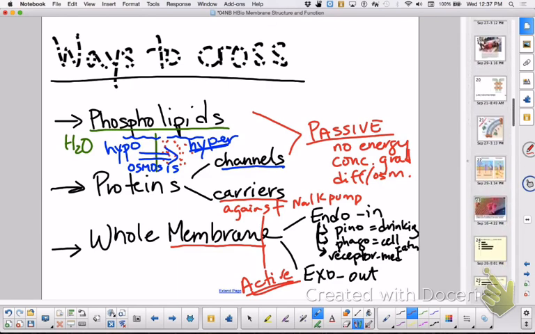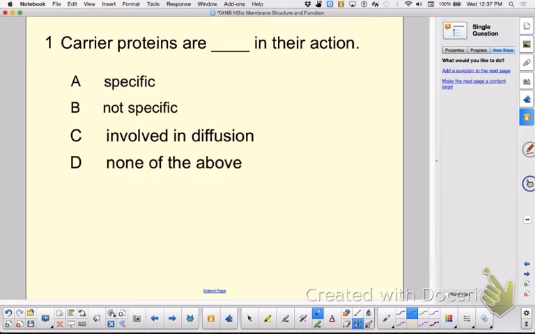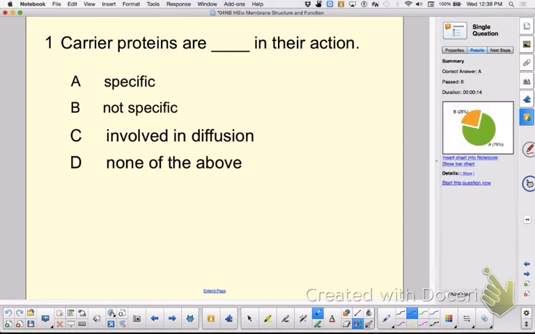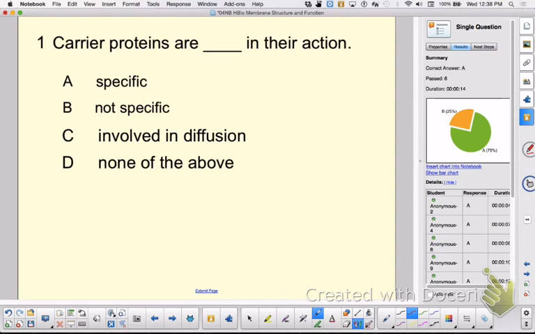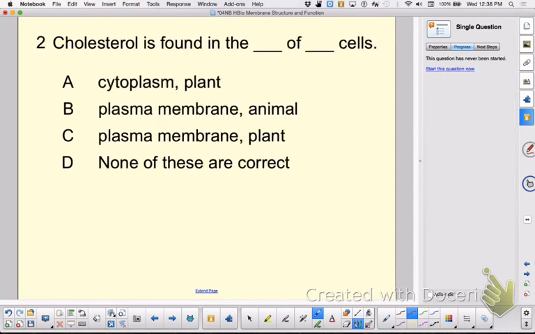So let me get to one. And we just did anonymous. One anonymous student we're still waiting for. We're done waiting for you, anonymous. Okay. So carrier proteins are what? Specific. All proteins are specific.